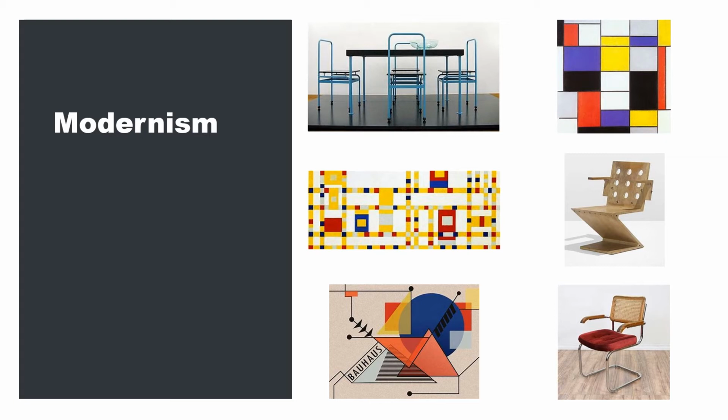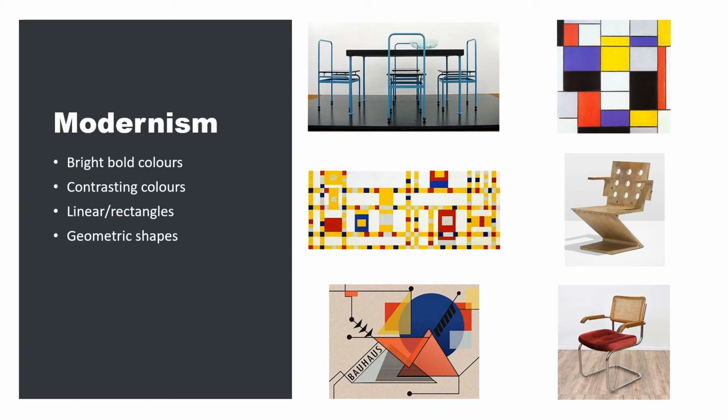I just want to share a couple thoughts and opinions that I had for these images here that represent modernism. Bright, bold colours, a massive change to what we've seen previously. Contrasting colours as well. Some of you may have also noticed or pointed out that this movement has used a lot of primary colours, so blue, red and yellow. Linear or rectangular shapes. And geometric shapes as well. So not many curves and not many flowing lines.